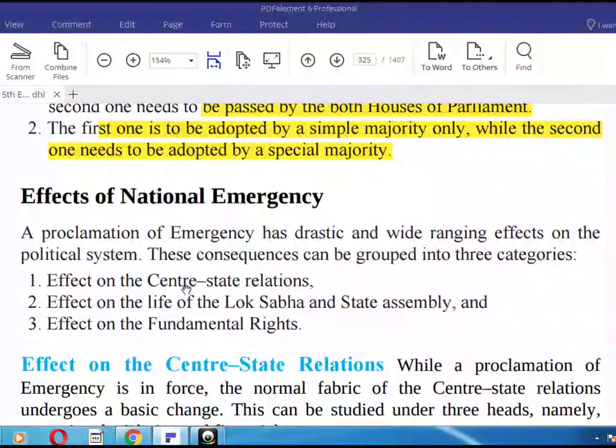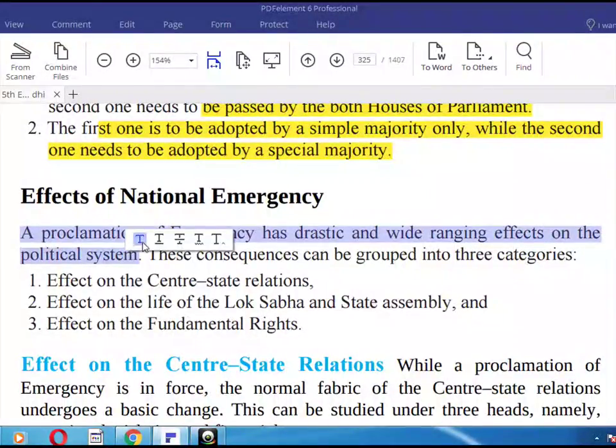A proclamation of the emergency has drastic and wide-ranging effects on the political system. These consequences can be grouped into three categories.